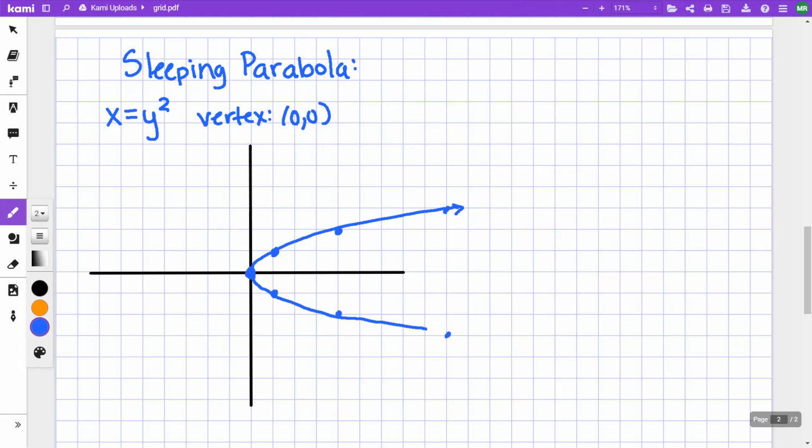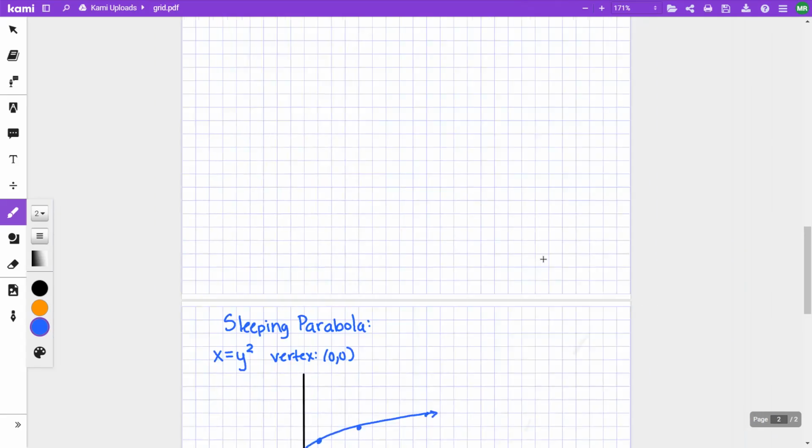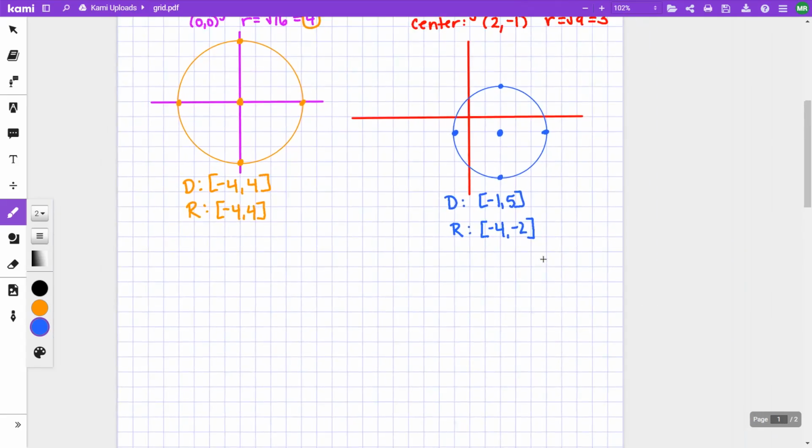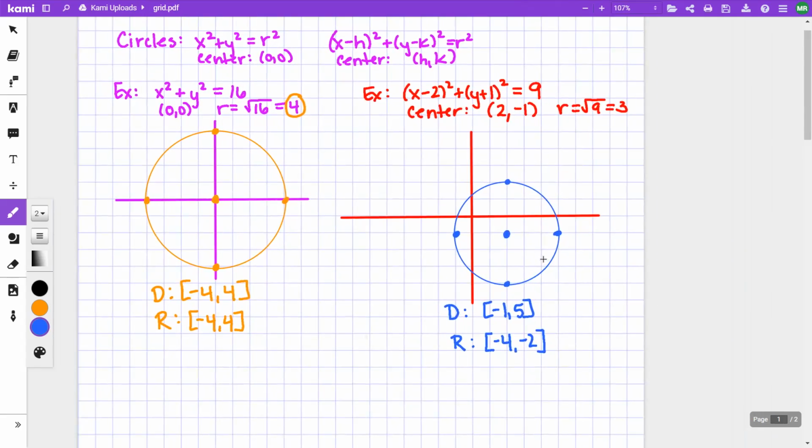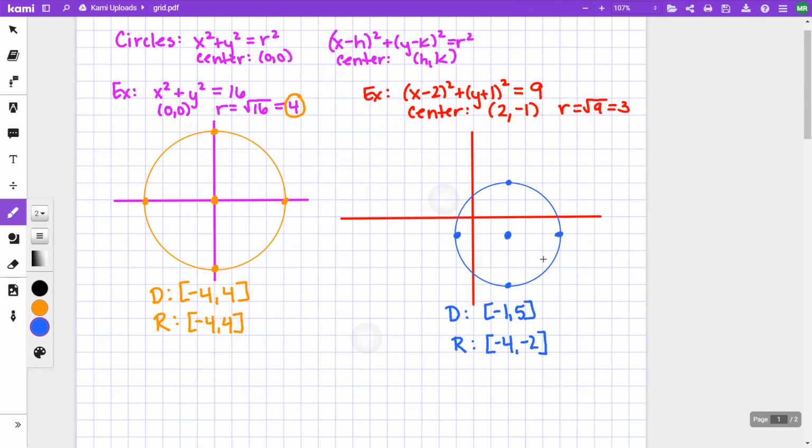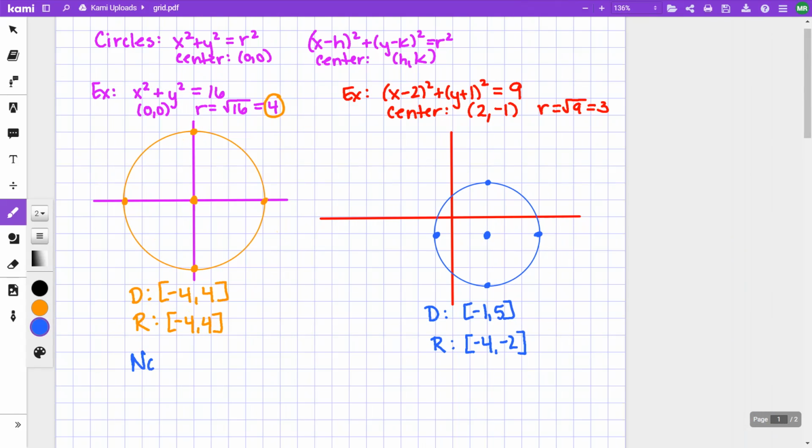Okay, sleeping parabola. Now, this one here and the circle are both not functions, because you could draw a vertical line through it. So just a little note here, this is not a function by vertical line test because each x has more than one y. And that's true of both of them.